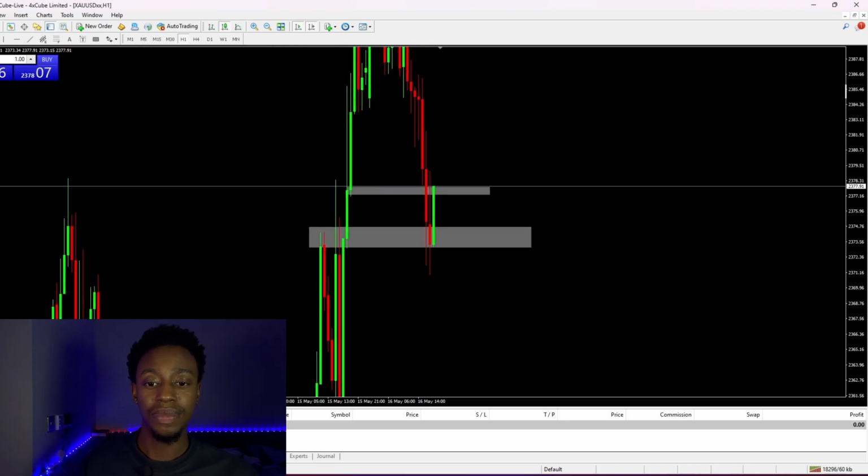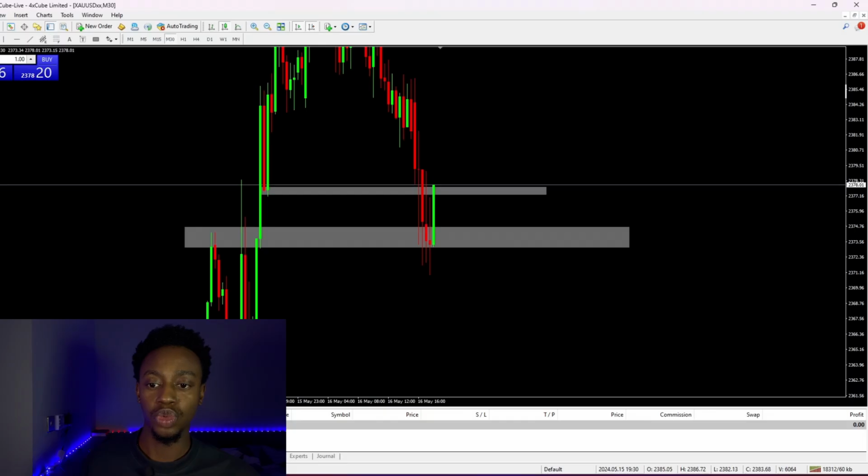Either I wait for the 15 minutes to close, or if this candle breaks the previous 1 hour high, if it breaks that high, I'll enter a buy. But if it doesn't, I'm still waiting because we are in a resistance right now. So I'm just gonna wait out.